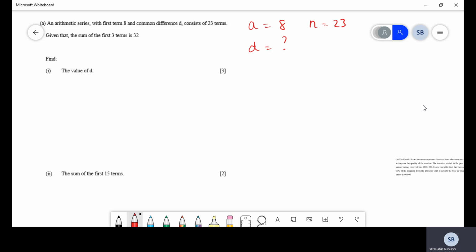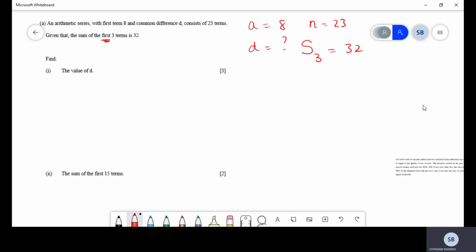Now they are saying that, given that the sum of the first 3 terms is 32, so they have also given us that the sum of the first 3 terms gives us a value of 32. They are now asking us to find a bit more values for d, as well as another section down here. Now let's see how we can attempt this question having not seen an actual sequence of values.